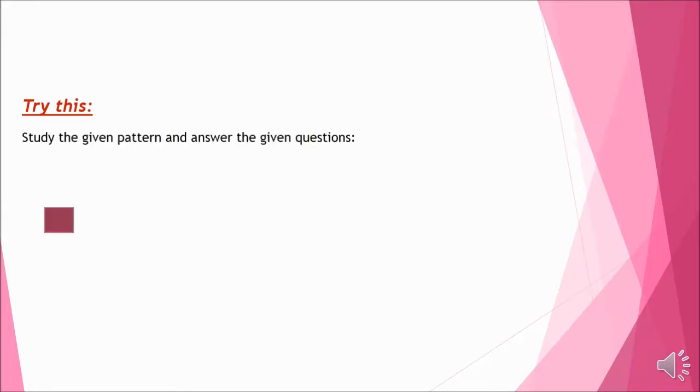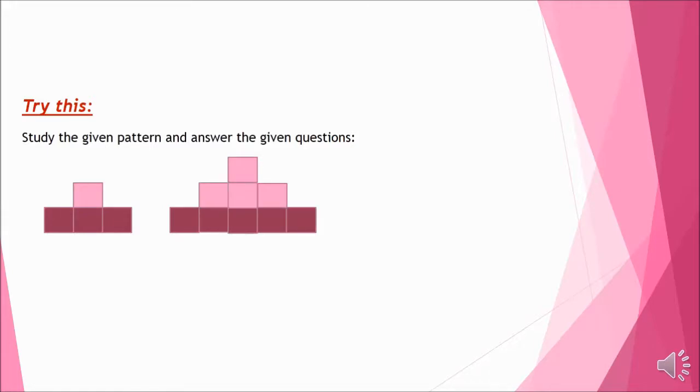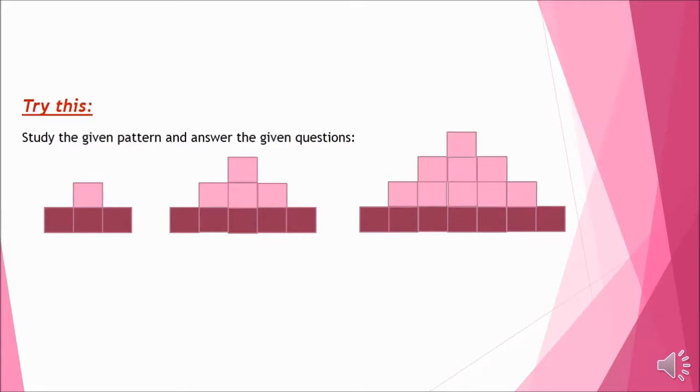Now try this. You will see the figure. Now study the given pattern and see the construction of the pattern. A question: add one more figure to the given pattern. We can add one more figure. Just see, at the base it is 1, then 5 on the second base, I think 7 on the third base, so 9 will be on the next base.